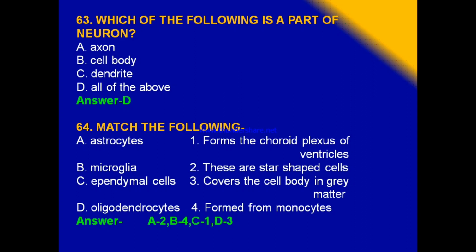Then microglia. Microglia form from the monocytes. So B connects to 4. Then ependymal cells. Ependymal cells form the choroid plexus of ventricles. And finally oligodendrocytes. So oligodendrocytes cover the cell body in grey matter. So according to the matches, A matches to 2, B matches to 4, C matches to 1 and D matches to 3. These are the correct matches.